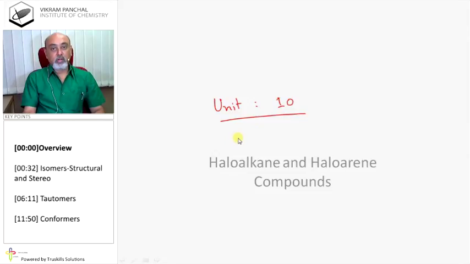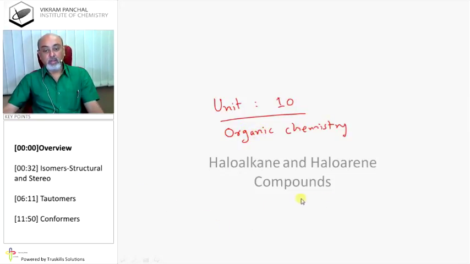Which is one of the organic chemistry. So this part is organic chemistry, haloalkane and haloarene compounds. Well, in this chapter, there will be a combination of two different chapters or two different topics. One is stereoisomerism and another is halides.